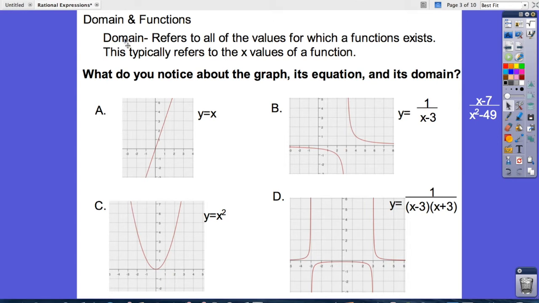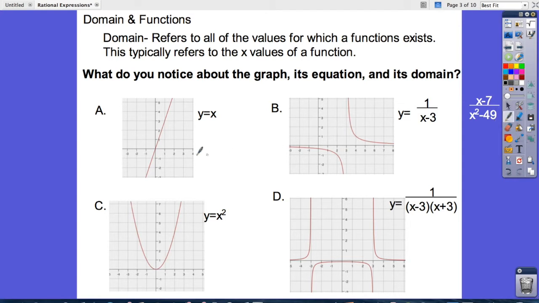Now a domain refers to all of the values for which a function exists. This typically refers to the x values of a function. As we go through examples A, B, C, and D, I want you to figure out what you notice about the graph, its equation, and its domain. So let's look at A.